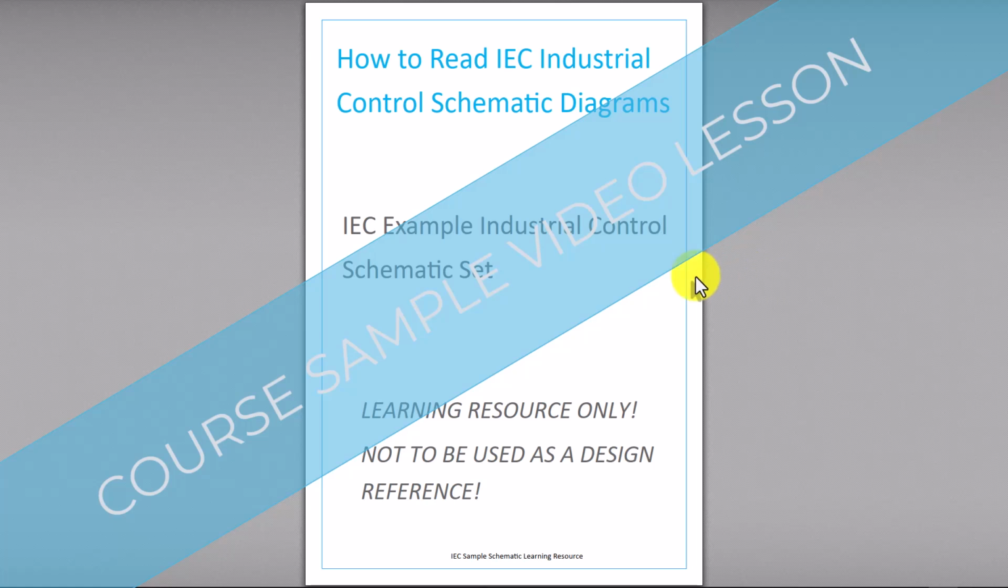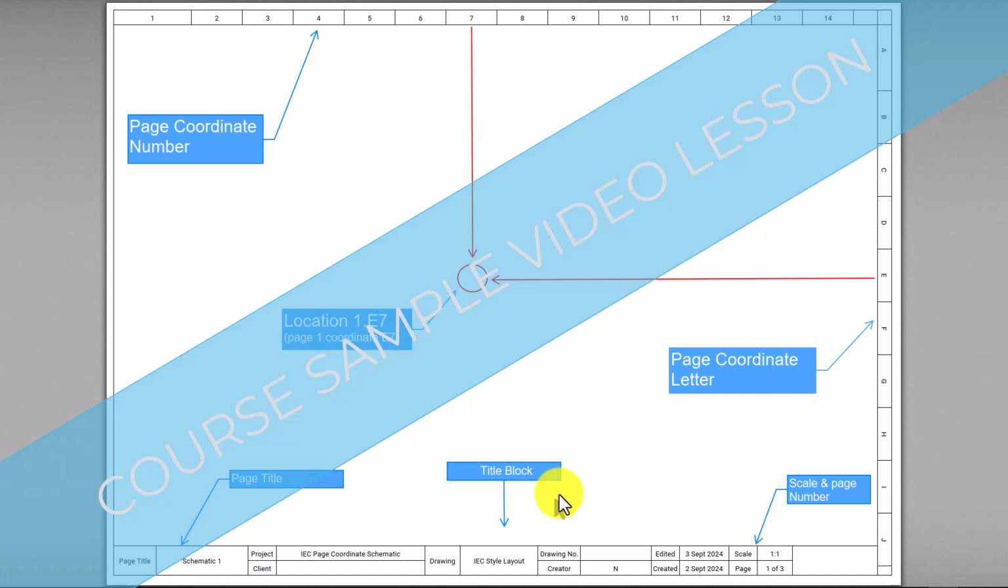In this video, I will use the IEC Example Industrial Control Schematic set and explain the basic layout of the power and control circuits in an IEC diagram. We will start by reviewing or examining the typical IEC schematic page layout.